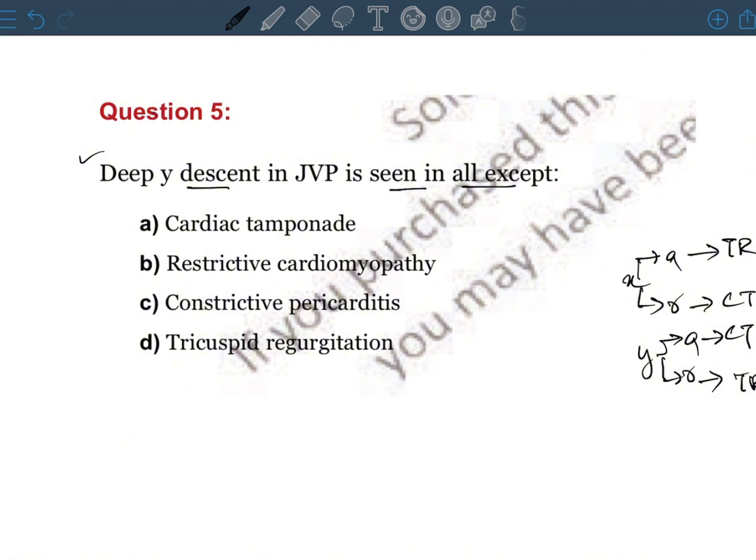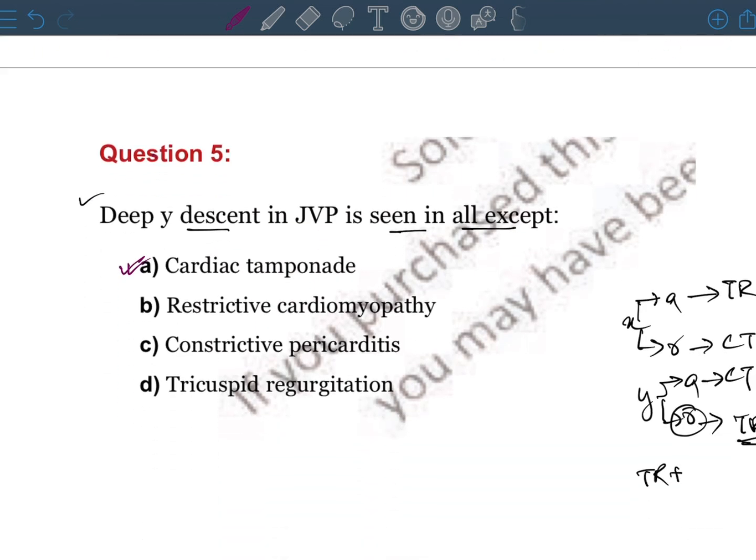Seen in all except... Try to read. It is seen in this. Yes, constrictive pericarditis is also seen, because TR plus CT. Constrictive pericarditis it is also seen. What about cardiac tamponade? Not in cardiac tamponade. In cardiac tamponade, deep Y descent, no. In cardiac tamponade, Y is absent. It's seen in all except this, so this is the answer.